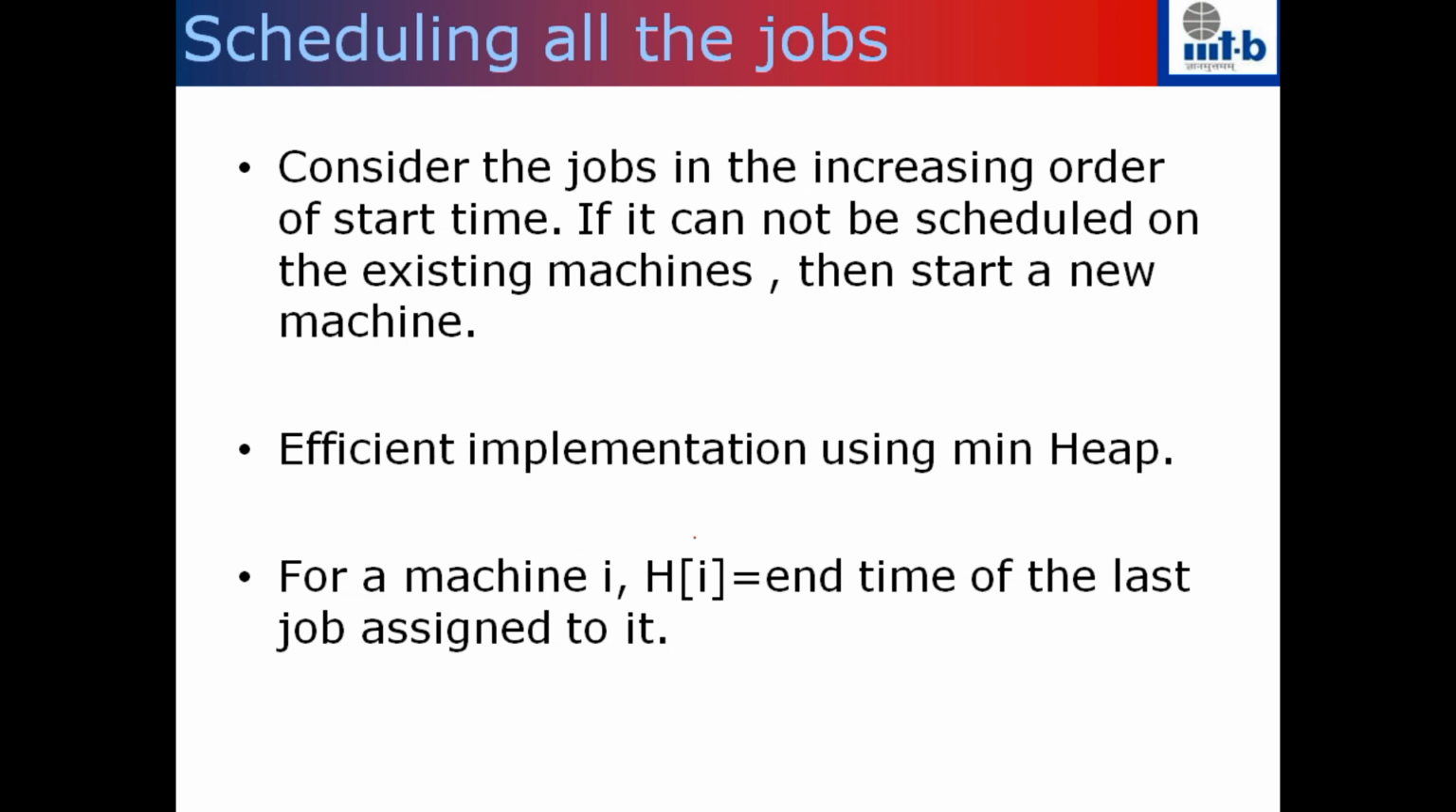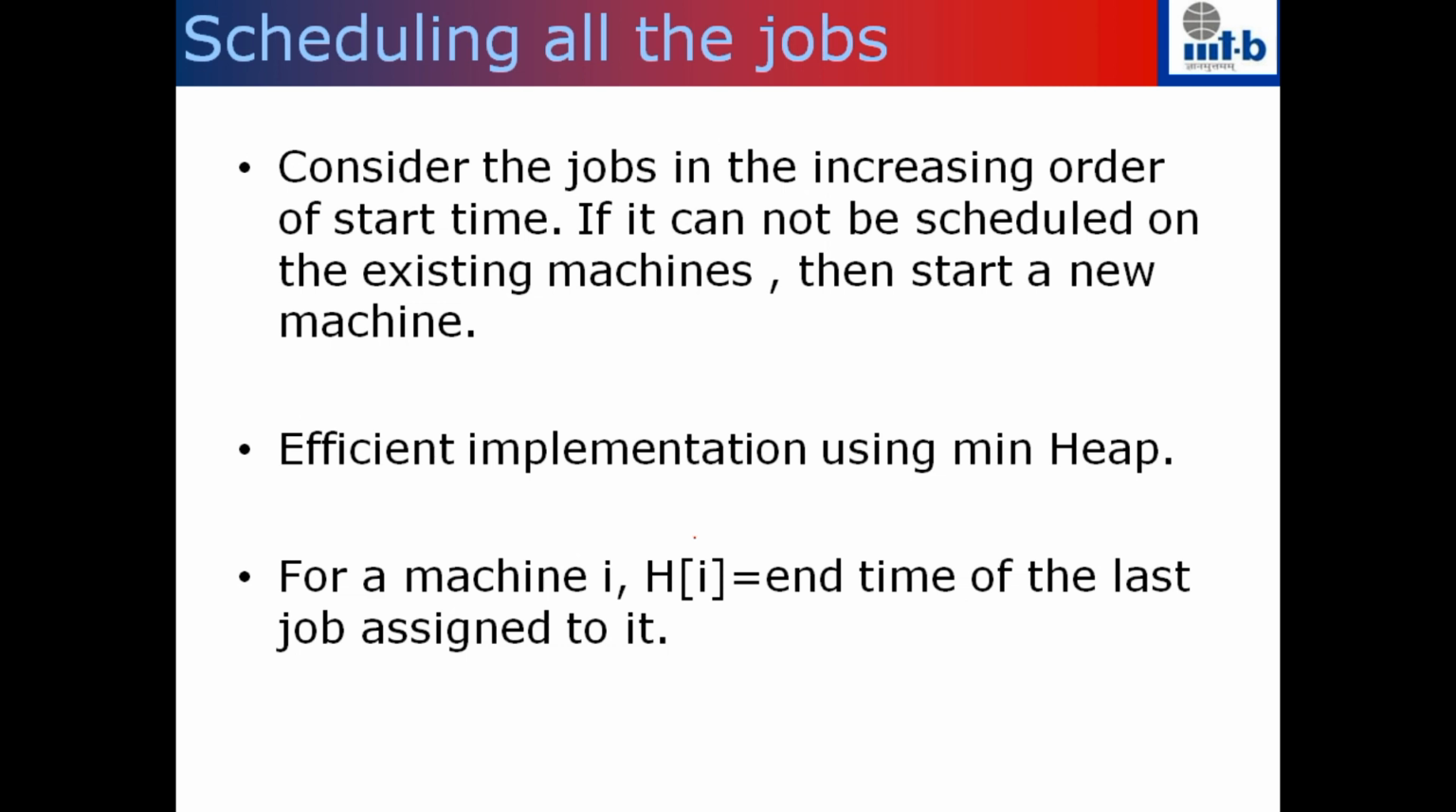Now when you consider a new job, if the starting time of that is smaller than the minimum, then it conflicts with everything, the jobs that are there in each of these machines. So in that case, you request a new machine and add an element entry into the heap. If the minimum element in the heap is smaller than the starting time of the incoming job, then this particular job can be scheduled on that particular machine.